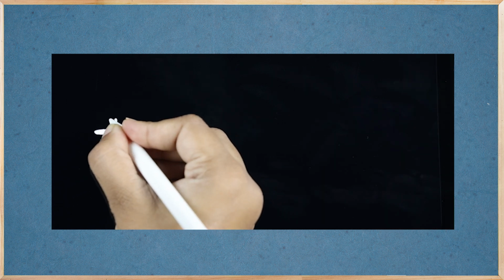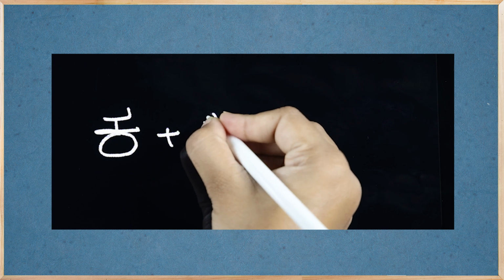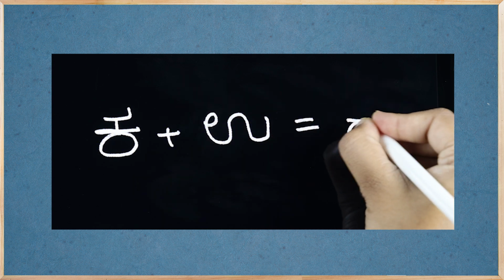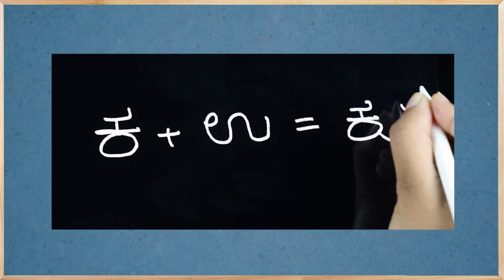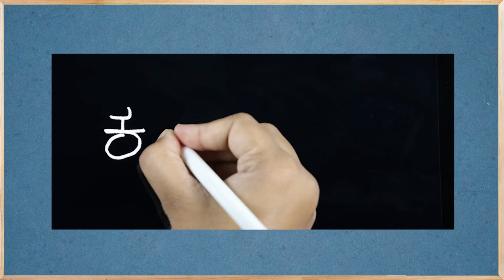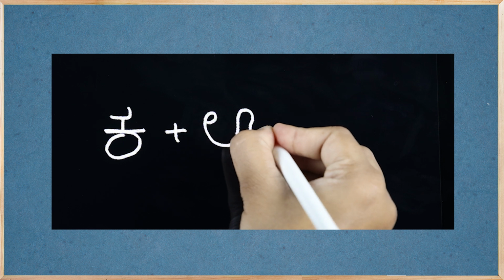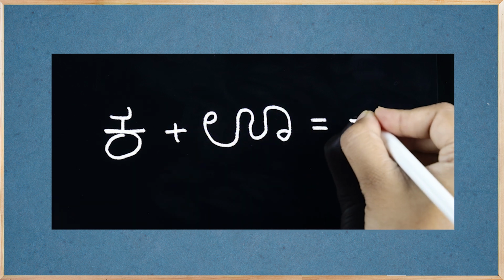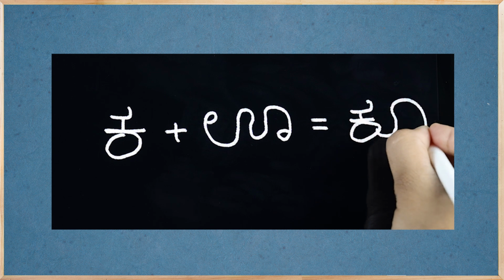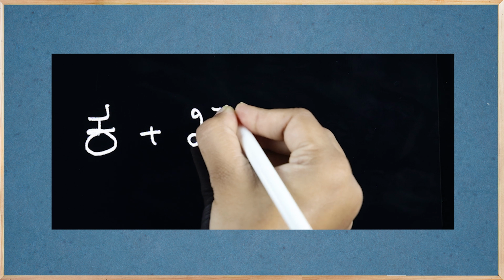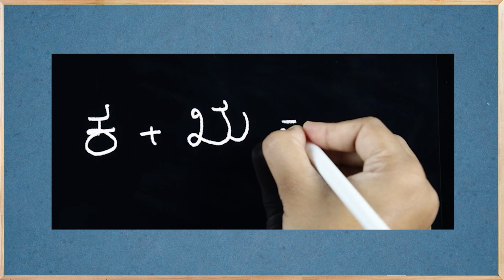K plus U becomes Ku. With the vowel U, the sound becomes Ku. K plus Uu becomes Kuu. The vowel Uu changes the sound to Kuu, a long sound. K plus Ru becomes Kru. Adding the vowel Ru produces the sound Kru.